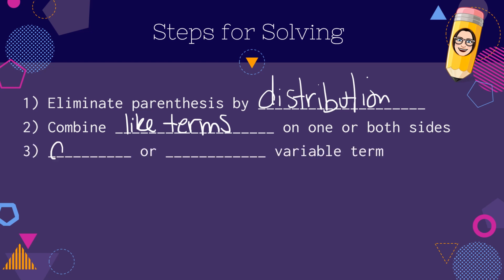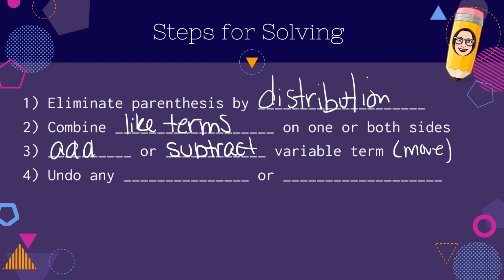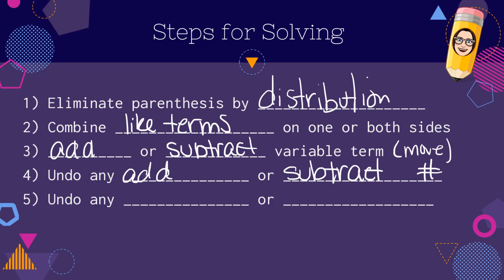Step three, we're going to add or subtract a variable term. Remember, I always call this the move step. We're going to move a variable. Step four, we're going to undo any addition or subtraction, just a regular old number. And step five, we're going to undo any multiplication or division.